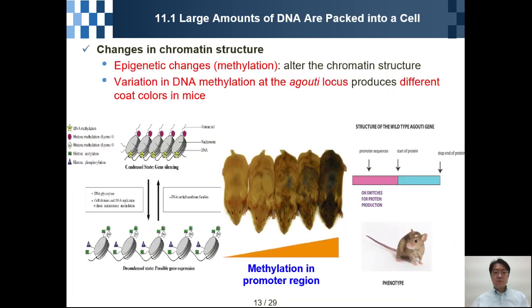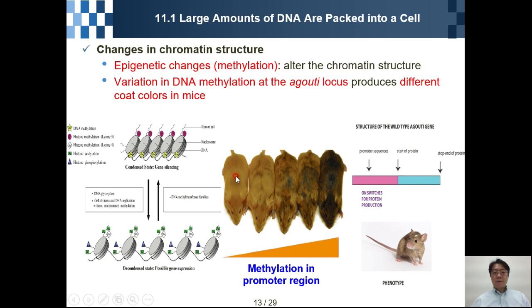Epigenetic changes, especially methylation, can also alter the chromatin structure. If methylation happens, it can induce the condensation of chromatin structure like this. Or if there is no methylation, the chromosome structure can be decondensed like this. So especially epigenetic changes, especially methylation, can alter the chromatin structure.